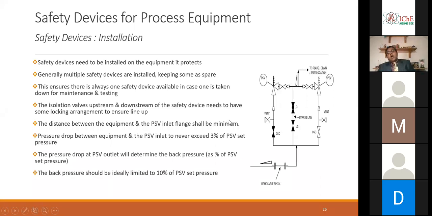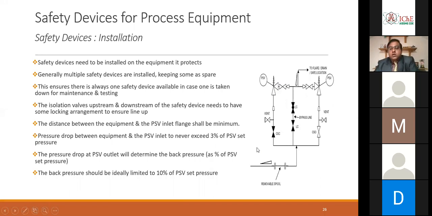Ideally the back pressure is supposed to be 10% of the set pressure. So if my PSV is 10 bar, the back pressure, or the maximum pressure it has to relieve against here, should not be more than 1 bar. It can be higher, it can be 30% or even 50%, but then the PSV type changes. So the first step is we will always try to reduce it to 10% by adjusting the line size or by adjusting the distance.